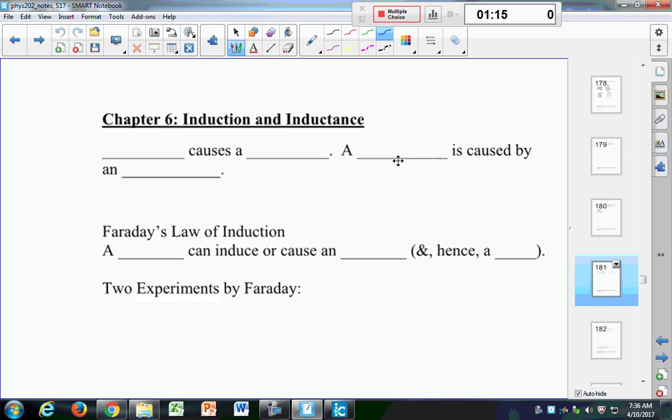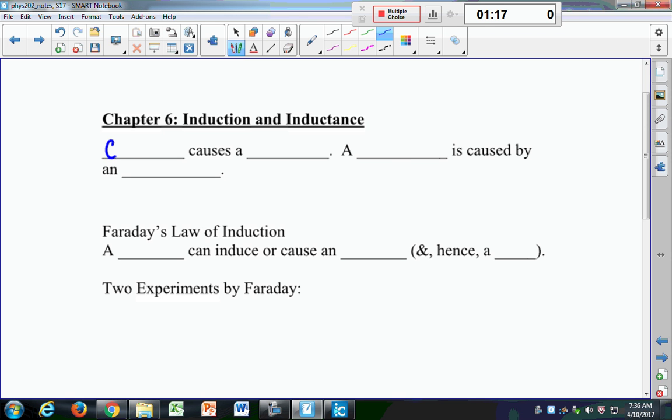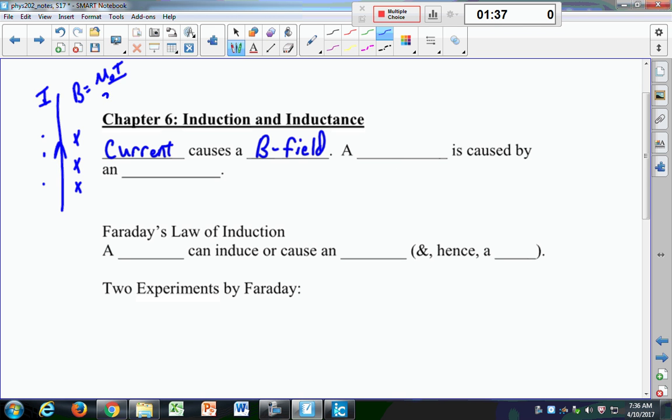A current causes a magnetic field. Like we saw that before. When we have a wire with a current going through it, it generates a magnetic field. You know, we can find the direction of that magnetic field. We can find the magnitude, that was that mu naught I over 2 pi r. We know that a current creates a magnetic field.